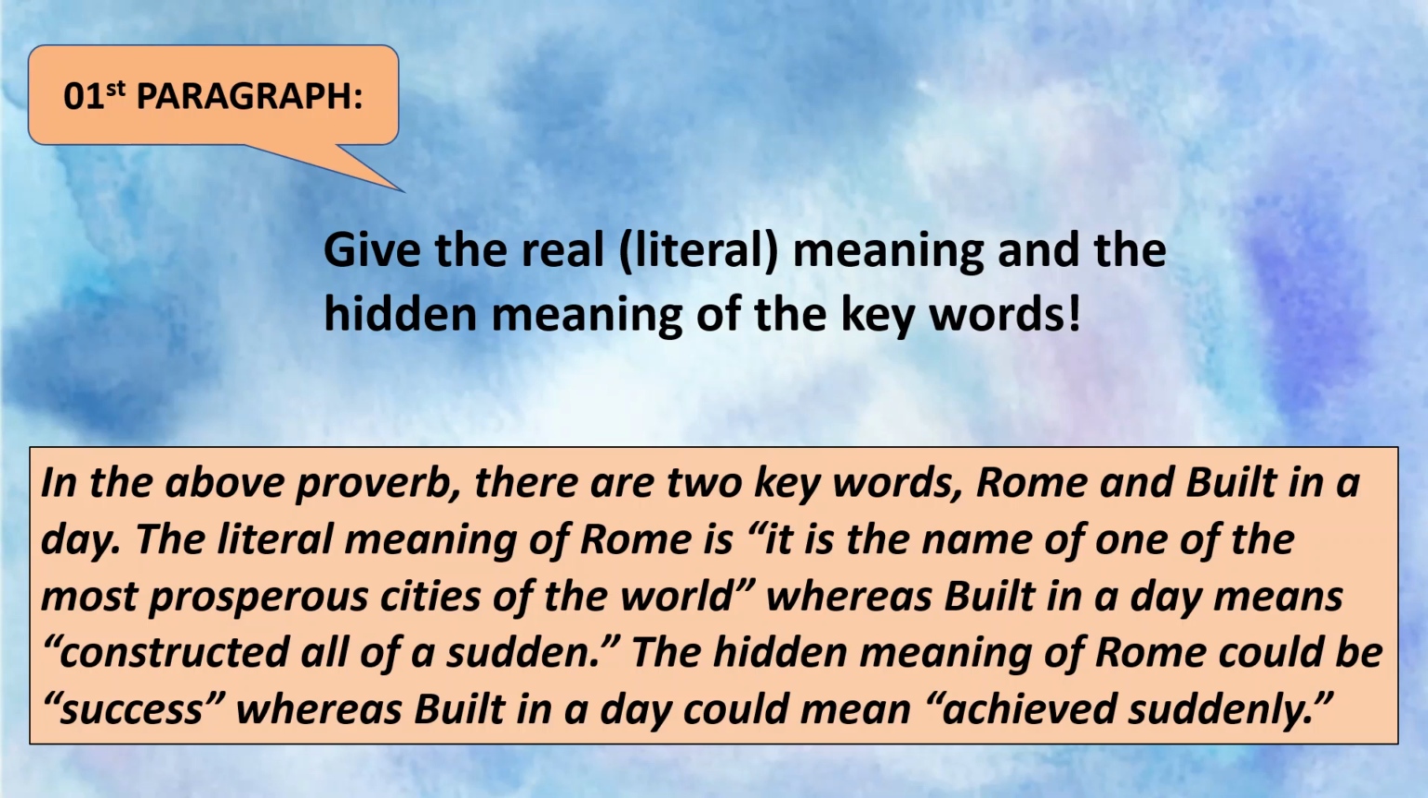Now remember, we not only have to write the real meaning, but we also have to write the hidden meaning. So we continue in the first paragraph itself by giving the hidden meaning, the hidden message of both the keywords. So we continue by saying that the hidden meaning of Rome could be success. Rome is a prosperous city. Rome is a successful city. So we can say Rome signifies success.